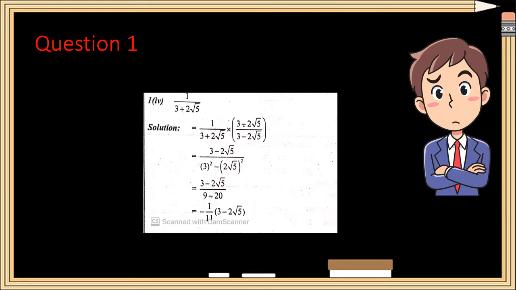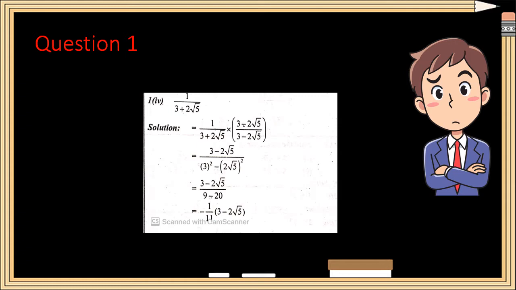In question number 1 part 4 you can see that we have 1 divided by 3 plus 2 square root of 5. So for the rationalization we will take the conjugate of 3 plus 2 square root of 5. How can we take the conjugate? Here the term with the radical sign will have its sign changed. So from positive it will be changed to negative, and we will divide it and we will also multiply it.